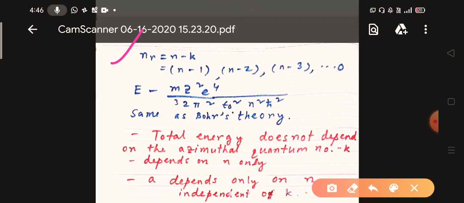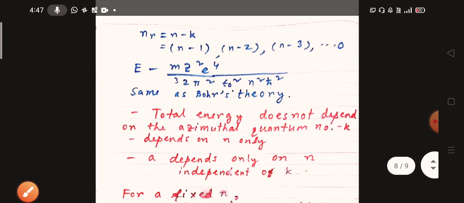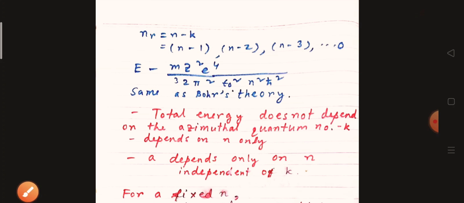Now the energy he calculated will be minus m into z square e to the power 4 divided by 32 pi square epsilon naught square n square h cross square, the same as Bohr's theory. So there was no inconsistency between Sommerfeld and Bohr in this calculation.